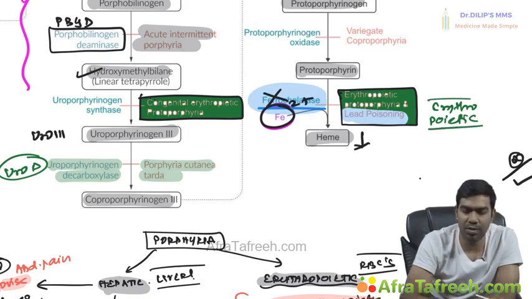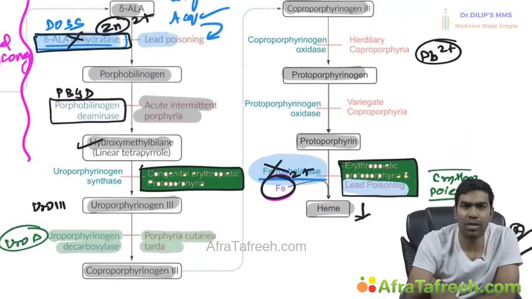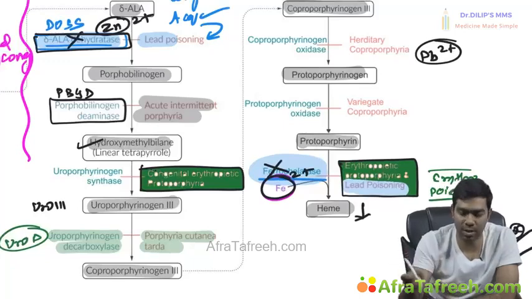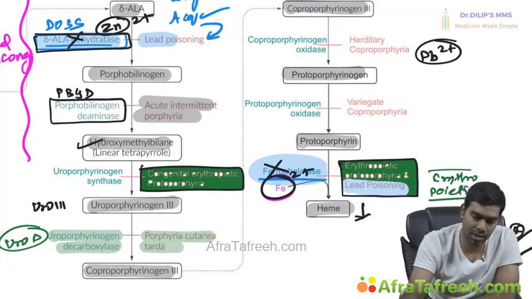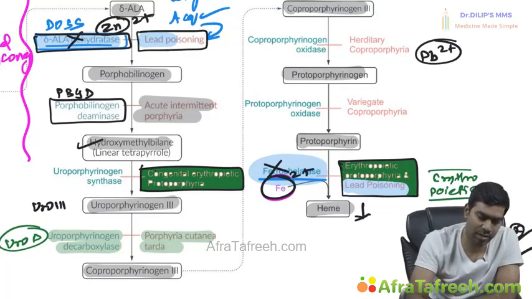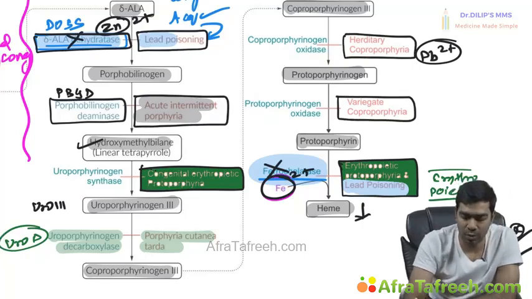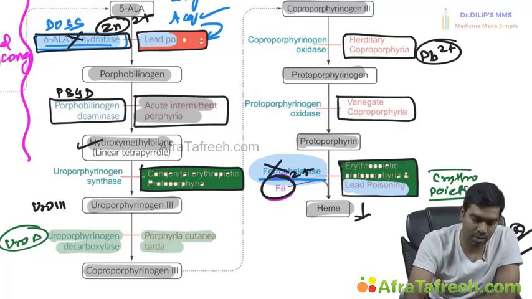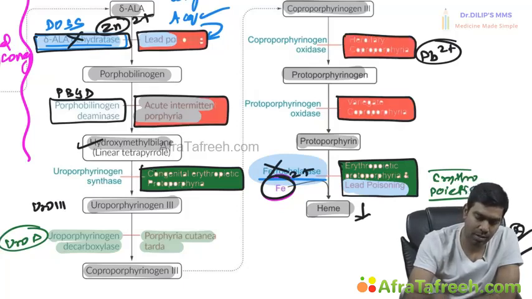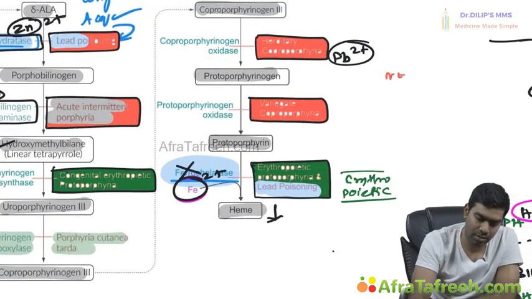And what are the hepatic porphyrias? Everything remaining is hepatic porphyria. But which hepatic porphyrias come with neurovisceral complications? Very simple again. You can put side by side lead poisoning and ALAD deficiency, that is DOS porphyria, acute intermittent porphyria, hereditary coproporphyria, and variegate porphyria. All these four I can put in red boxes. So these all present with neurovisceral complications.